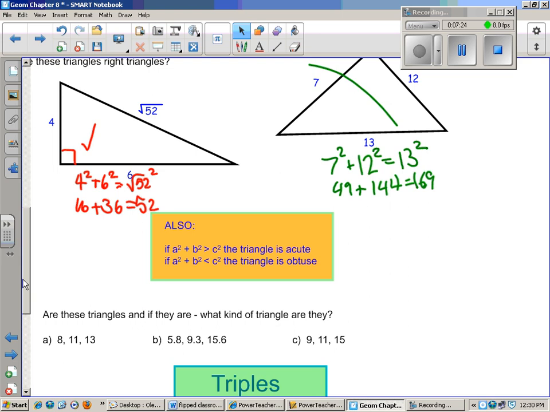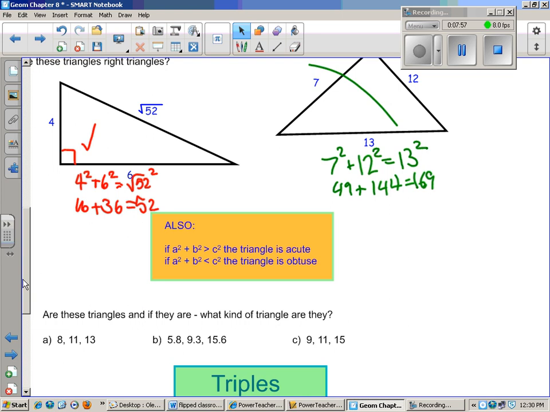Acute, right? So if a squared plus b squared is more than c squared, that's going to make that angle at the top acute. But if a squared plus b squared is less than c squared, that means c squared must be pretty long, right? To hit that long side, see how the angle opens up and becomes obtuse? Does that make sense? Even though it's kind of counterintuitive, that's why greater than is acute, less than is obtuse.